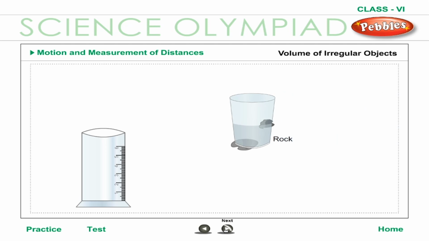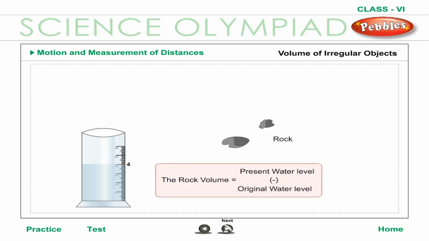Take a graduated beaker or a cylinder marked in millimeters that is large enough to hold the rock. Fill the container and record the water level. Now slowly drop the first rock so that it is completely immersed in the water. Record the present water level and subtract the value from the original value. This difference gives the volume or the amount of space taken up by the rock.